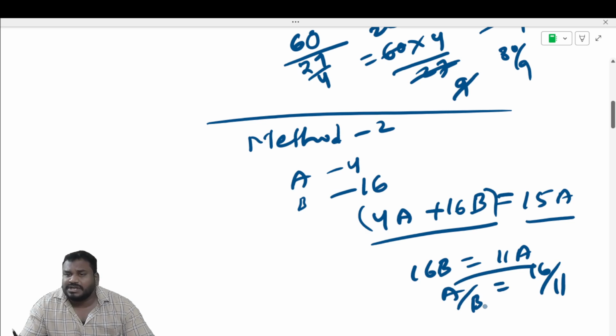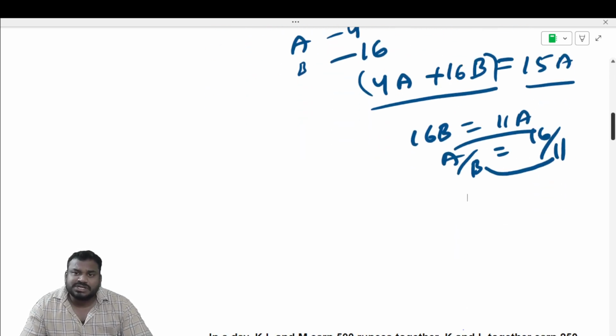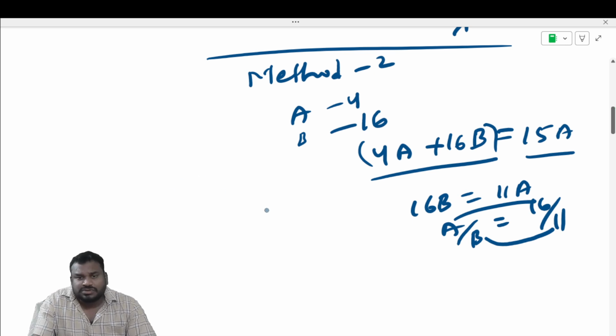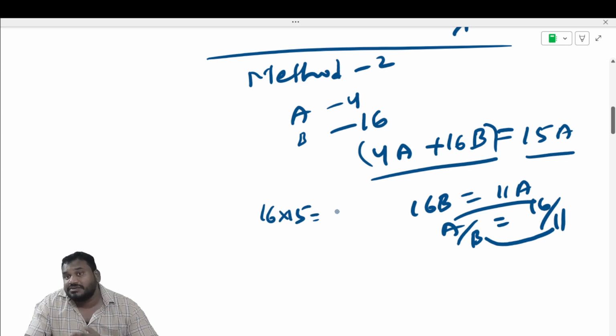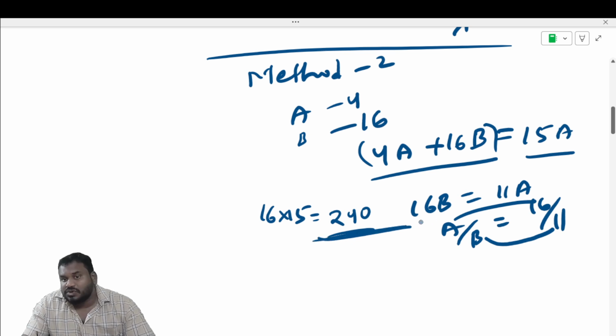From this you can relate A with 16 and B with 11. So if these two are the efficiencies, now you see A is 16, right? So 16 into 15 is nothing but total work, because A can finish the work in 15 days. So 15 times 16 is 240 units of work. This 240 units of work is the total work. It has to be completed by A and B together. So A's capacity and B's capacity we have individually identified as 16 and 11.